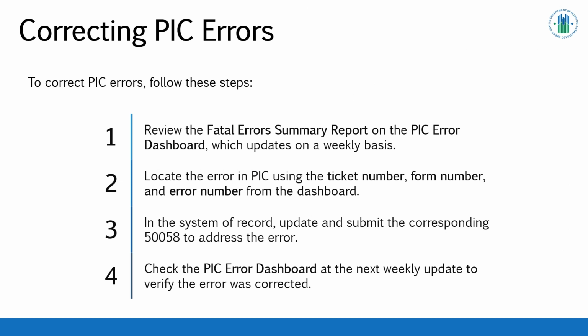To correct PIC errors, follow these steps. Review the Fatal Errors Summary Report on the PIC Error Dashboard, which updates on a weekly basis. Locate the error in PIC using the ticket number, form number, and error number from the dashboard. In the system of record, update and submit the corresponding 50058 to address the error. Check the PIC Error Dashboard at the next weekly update to verify the error was corrected. To see more information, view the Introduction to the PIC Error Dashboard webinar on HUD Exchange.